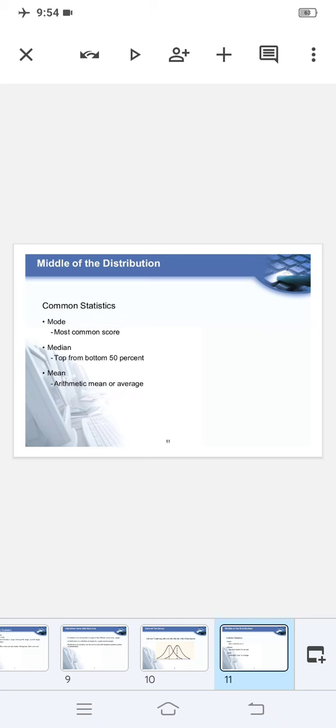When we are calculating the average, that will be your arithmetic mean. Median is what? Top from bottom 50%. We have to calculate the middle one, so this will be your median. And mode is the highest frequency, that is the most common score. The highest frequency is our mode.